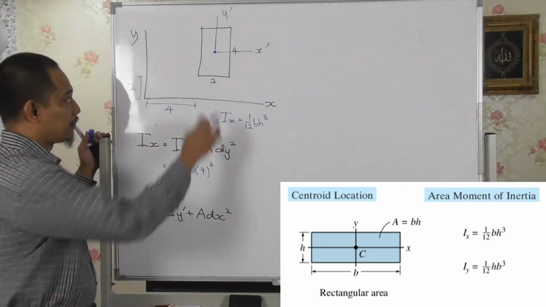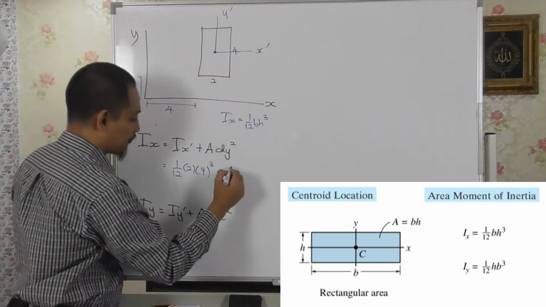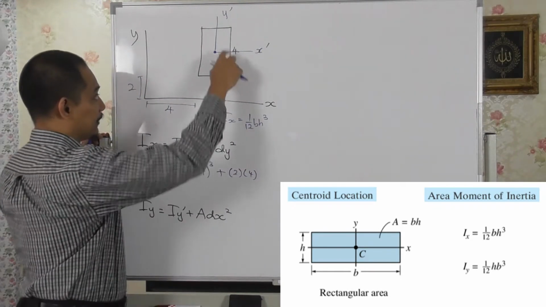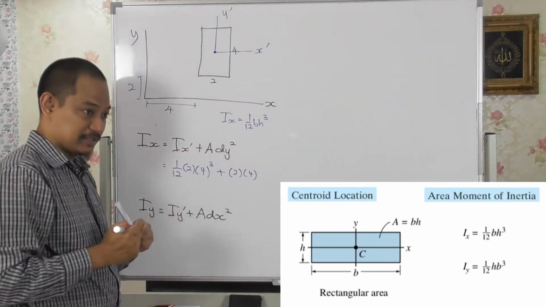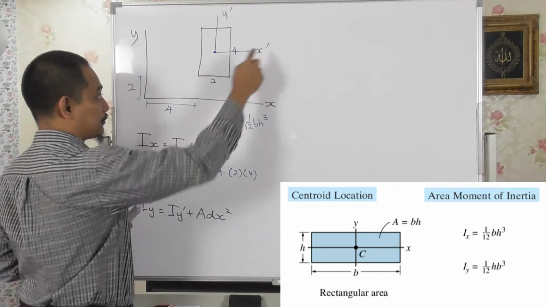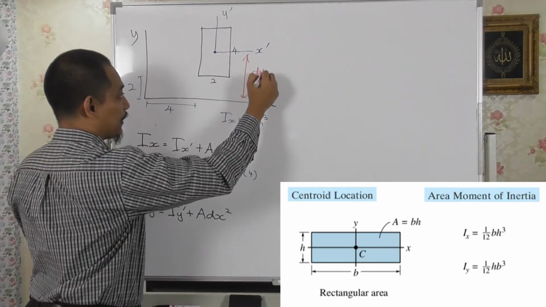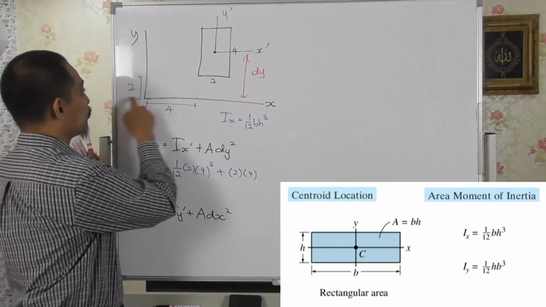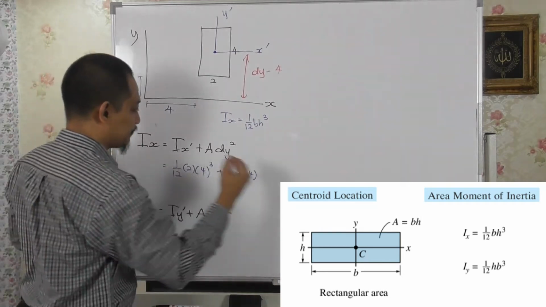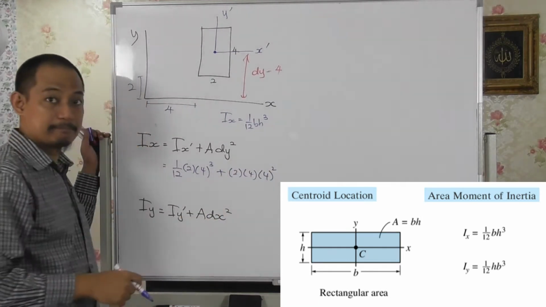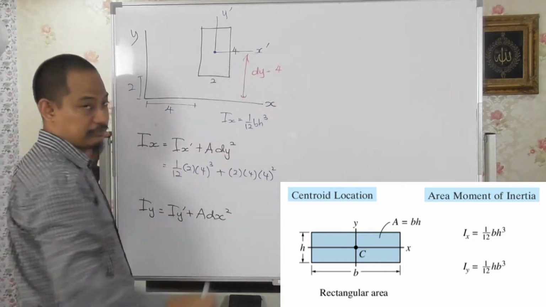From here, b h cube. And then plus A, the area, is basically 2 times 4. And then dy square. What is dy square? Hopefully you still remember. It is the distance between the two axes, between x and x wave. So in this case, what is dy? Dy will be 2 plus 2, right? Equal to 4. So you will have here 4 square, right? Dy is basically the distance between x and x wave.